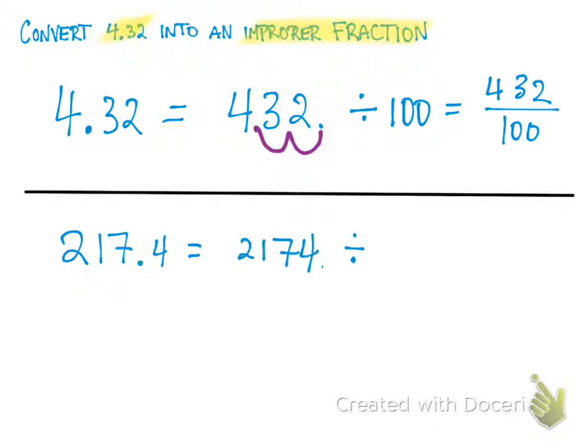Let's try another example. 217.4, well that's the same thing as 2,174.0 divided by 10, which would make the decimal go to the left once, back to its original place. As a fraction, we write this as 2,174 over 10. So this is how we convert decimals into improper fractions.